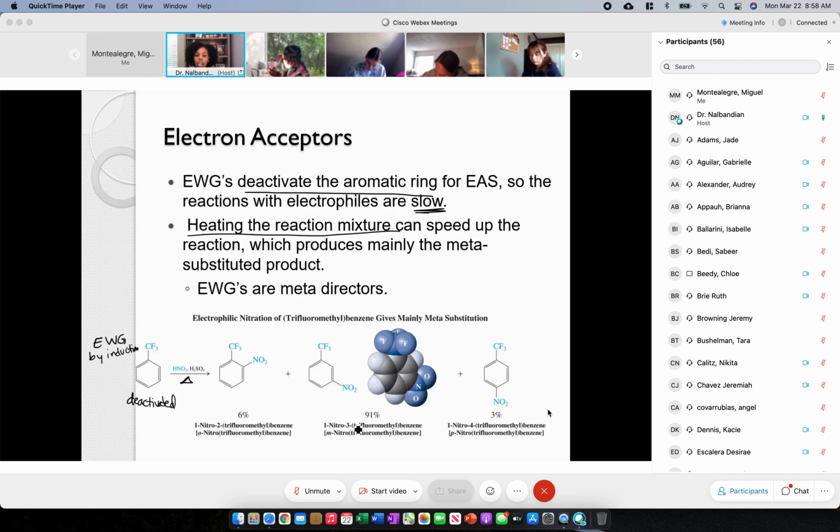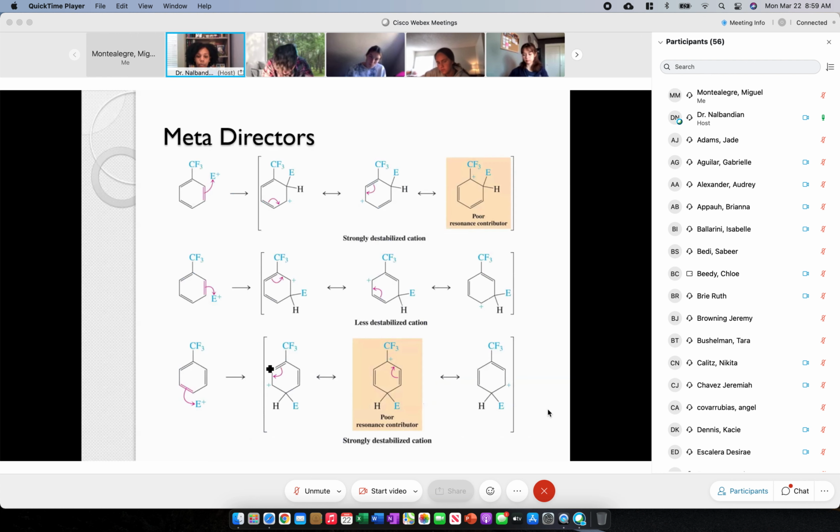When the reaction occurs, look at what we get. We mostly get the meta product here. Electron withdrawing groups, in general, are meta directors. Electron withdrawing groups are meta directors. So let's look at why this is true. Why is this a meta director?